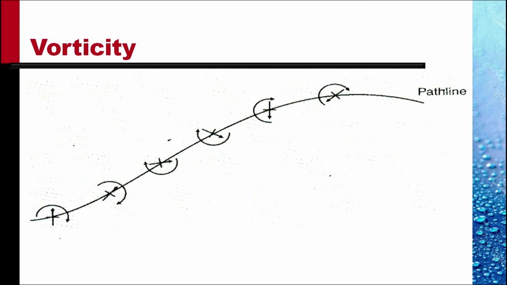Here, we have shown a fluid element that rotates as it moves along its path line. The rotation is recognized by representing this fluid element with two lines crossing one another, and one of the lines carries an arrowhead. And so clearly we can see the particle is rotating as it moves along its path line.